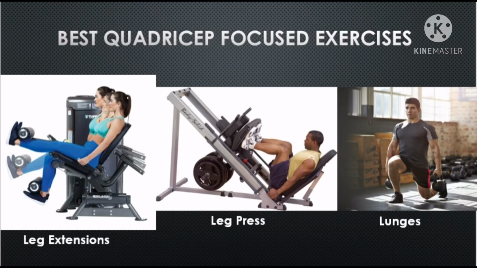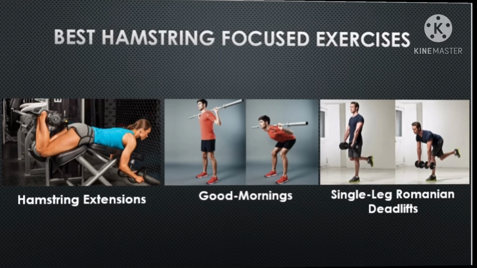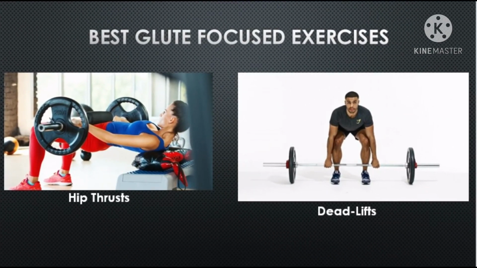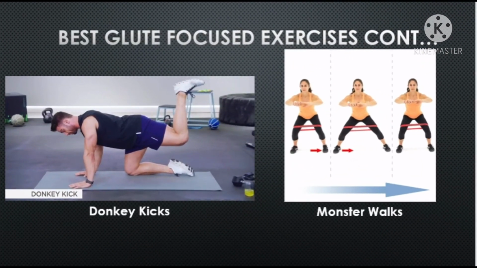Now, aside from the squat, I'll divide the exercises into separate groups based on the muscle they are activating. For quads, other excellent exercises include leg extensions, the leg press, and weighted lunges. For the hamstrings, I would suggest the hamstring extensions, good mornings, and single leg Romanian deadlifts. For the glutes, I would suggest hip thrusts, any type of deadlift, donkey kicks, and monster walks.